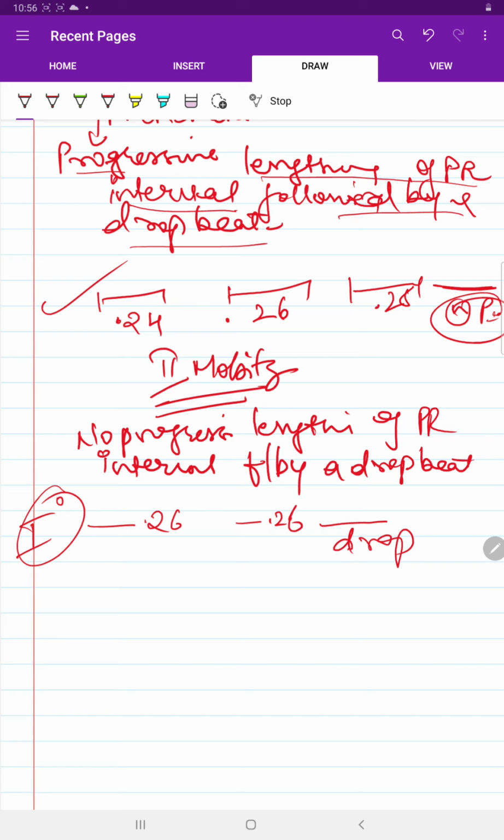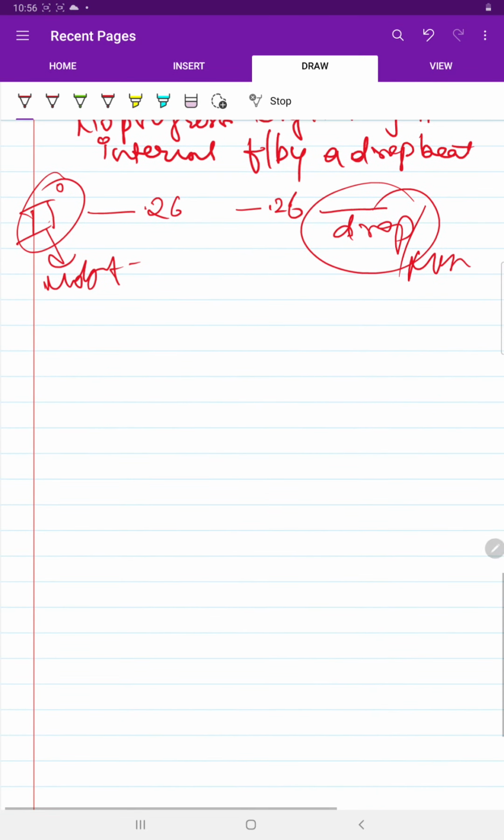In first degree block the difference is you won't find a missed beat. In second degree Mobitz you will see a drop or missed beat. I hope you understood type 2 also.